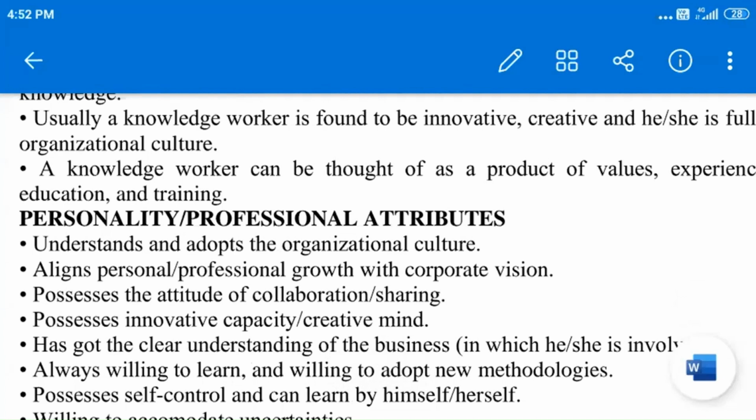And if he is aware of the organization culture, he will again be motivated. For example, if there is an organization culture that if the work is performed before time, he will get rewarded, then he will be motivated to do the job assigned to him before time. So all these things are to be taken into account while managing the knowledge workers.